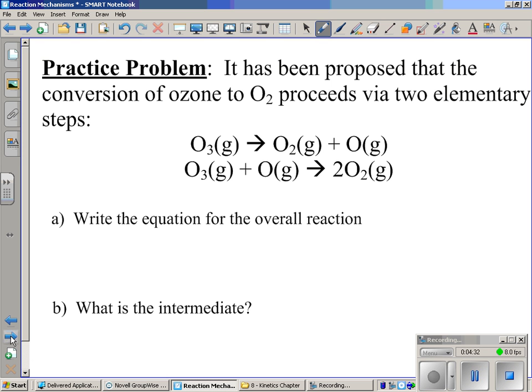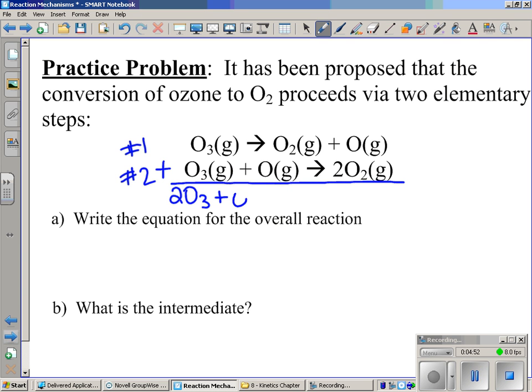So it says it's been proposed that the conversion of ozone to O2 proceeds via two elementary steps. Okay, so these are the two steps. This is step number 1, and this is step number 2. And it says write the equation for the overall reaction. So to do the overall reaction, I'm going to add both of these steps together.